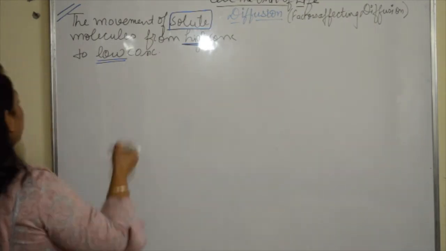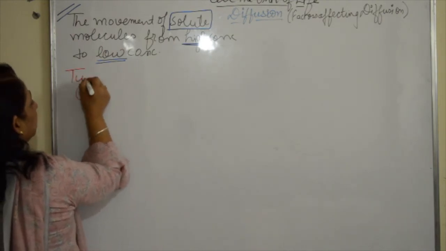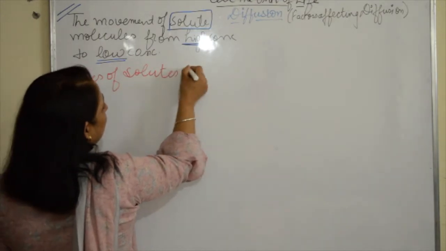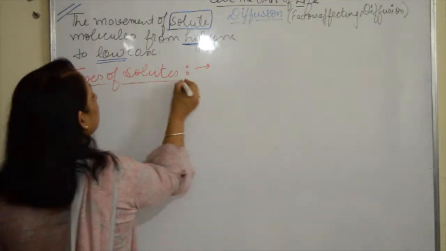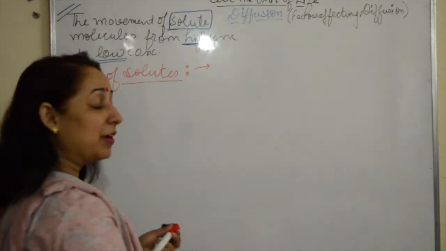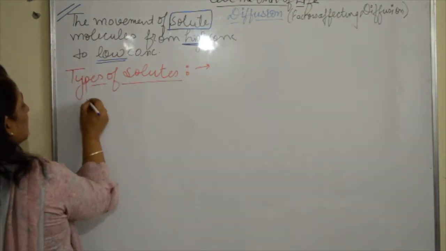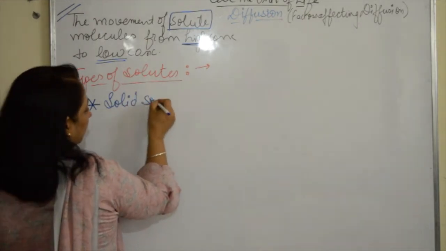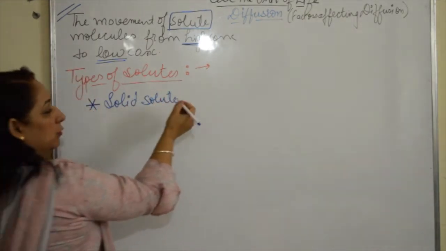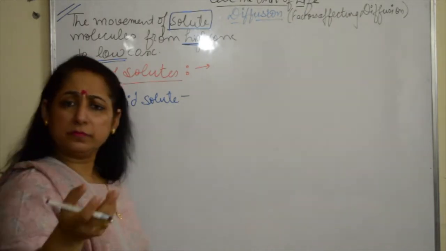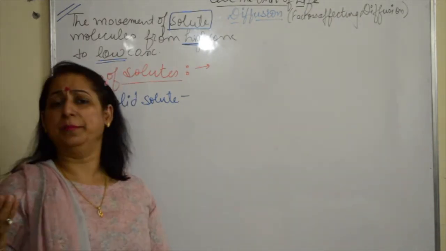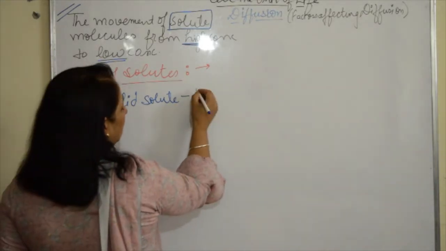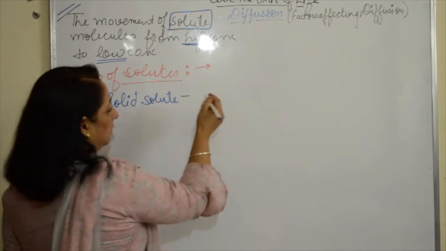So let's just see the types of solutes. Now the solutes can be solids, they can be liquids, and they can be gases as well. We'll take up one example each. So the first one is a solid solute. A solid solute can be sugar, it can be salt, anything which is solid. So for solid solute, I'll just write sugar.